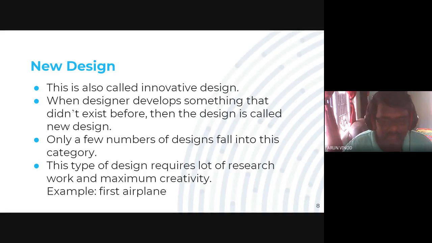Because you have to get the product. So to achieve that particular objective or a product, you have to work a lot. You have to do research, and you have to go for maximum creativity. So for example, first airplane. Now recently in Mars, they have flown a helicopter. So that is also a new design, because in Mars the environment is completely different. Only 30% of the gravity is available in Mars. So such environment is actually a new thing. It is actually a new design. So this is what is called as new design.